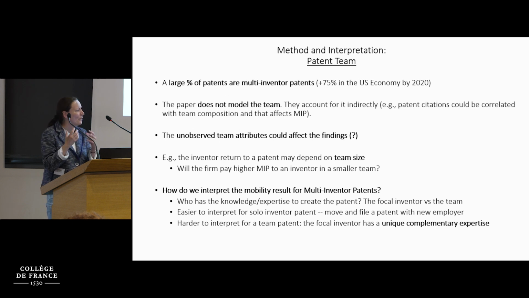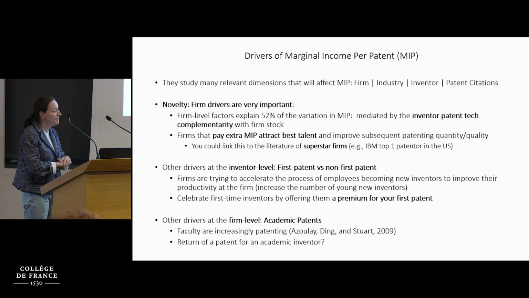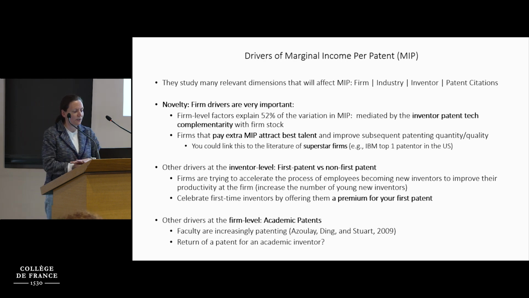So that's why we cannot ignore what's happening. The paper does an incredible job in explaining many drivers of the variation in what they call the marginal income per patent. And I particularly find very novel and important the results of between-firm variation. In particular, the firms can pay extra for a patent to attract the talent.